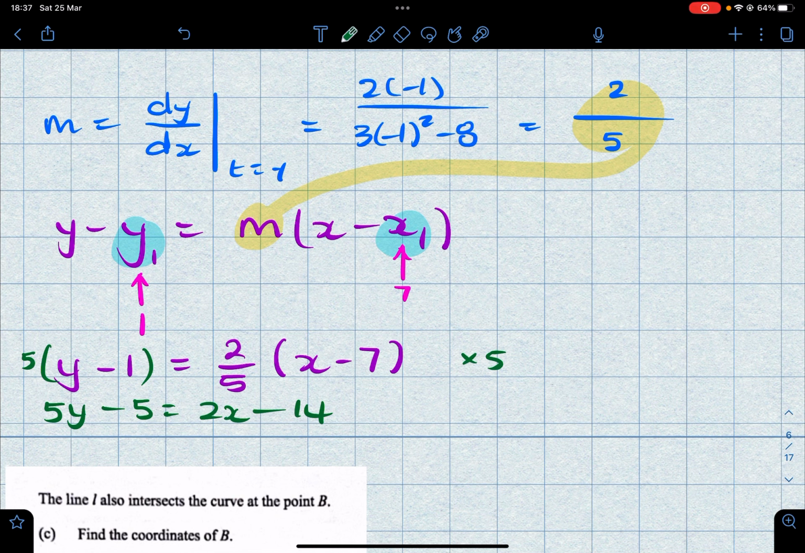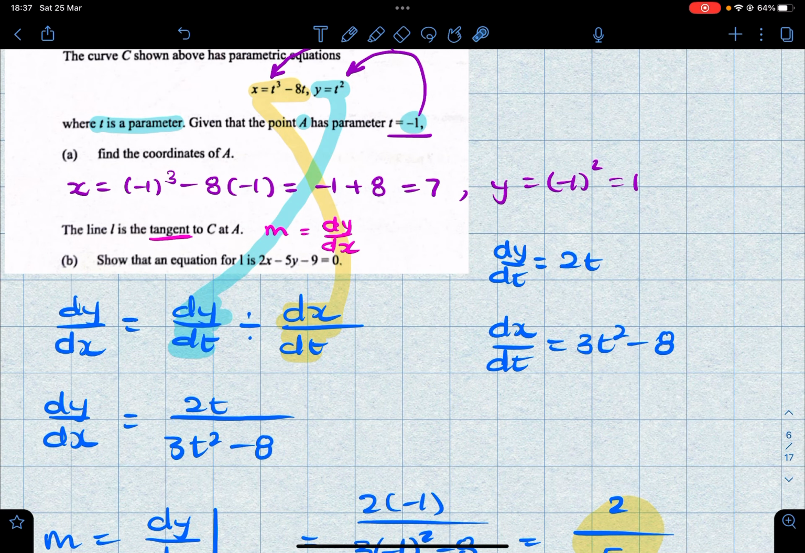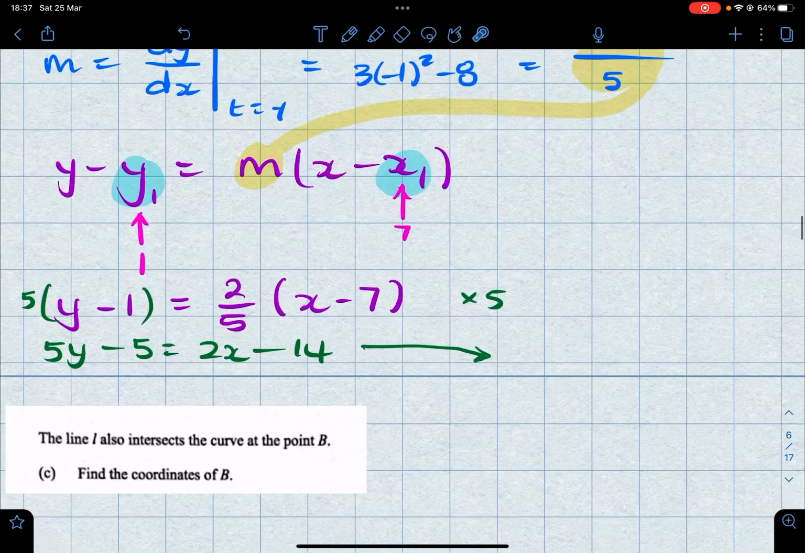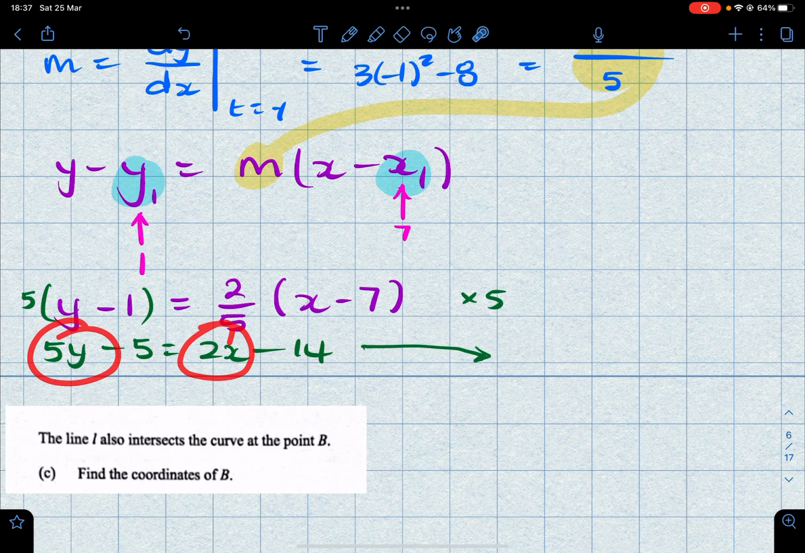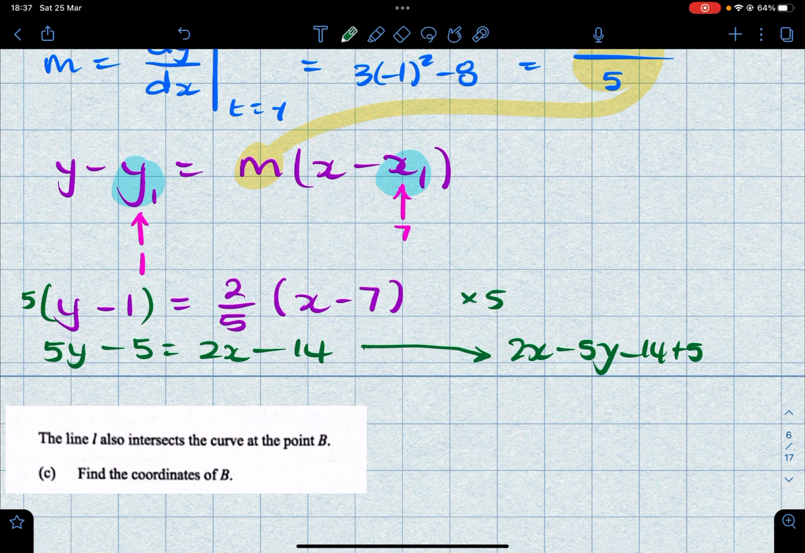And then you can rewrite that as, because they want it in a particular format, they want you to show that 2x minus 5y minus 9 equals 0. All right, so that's 2x minus 5y minus 14 plus 5, that just means minus 9 equals 0. So we've shown that that's the equation for the tangent.